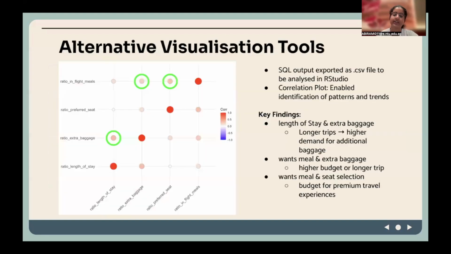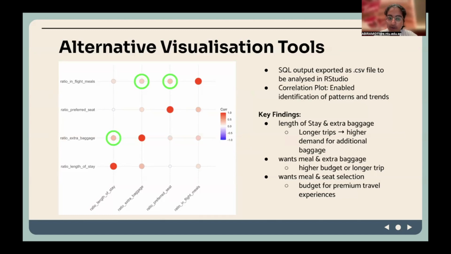To address the limitations in visualization, the SQL output was exported as CSV files to RStudio. By using the ggplot package, correlation plots were made. The plot shown on the slide has three significant points, highlighted using the green circles. It shows that the length of stay and extra baggage have a positive correlation. This suggests that longer trips have a higher demand for additional baggage.